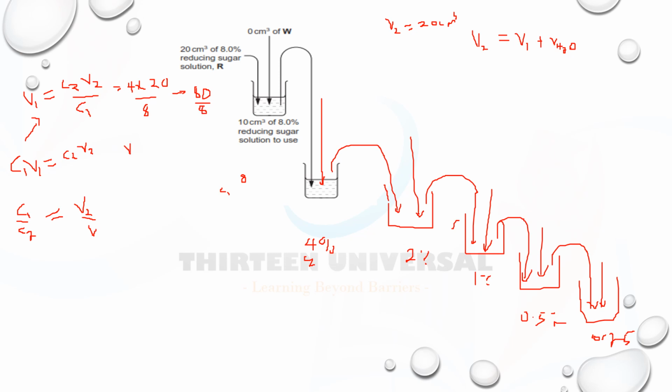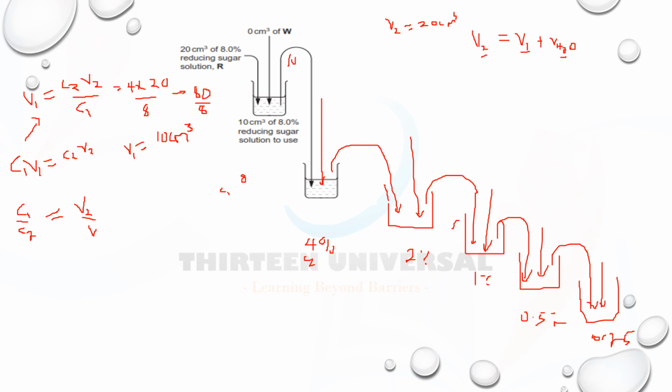So my V1 basically becomes 10 cm cube. That's the volume of each concentration I'm going to be removing to make the next one. And since my V2 is 20, once I take 10 of a solution, I'll add 10 of water to make it 20. So I know this is 20. If I have 10 of these, this must be 10 also.